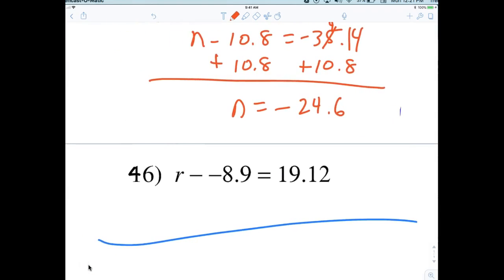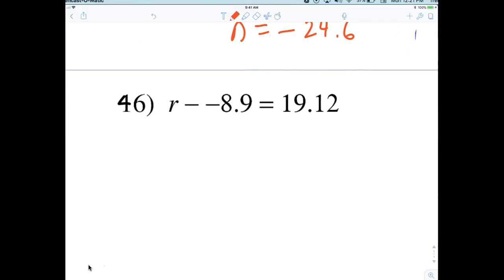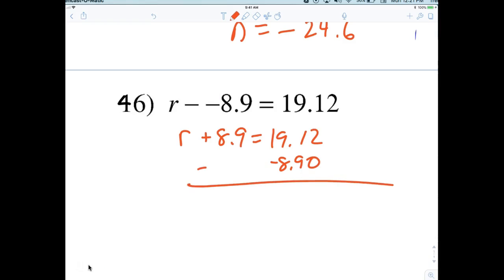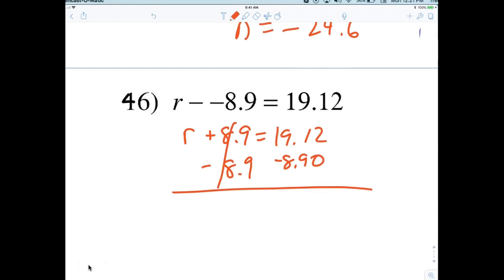So now let's look at 46. Last one for today. The double negatives make it a plus. So we're going to go with R plus 8.9 equals 19.12. So now I have to subtract 8.9. Notice again what I'm doing, lining up the decimals, and I just want it 8.90. So those cancel. So R equals.